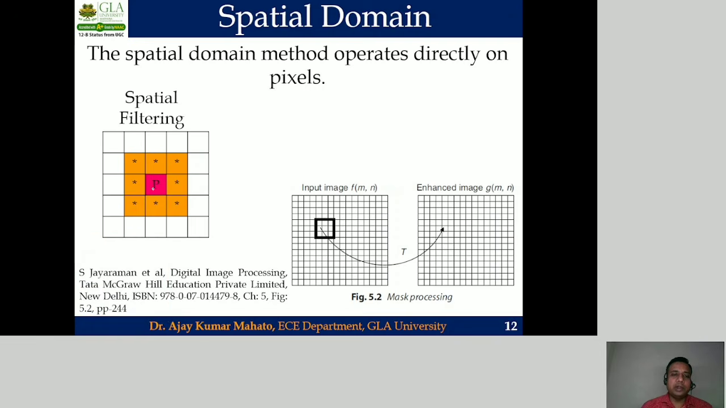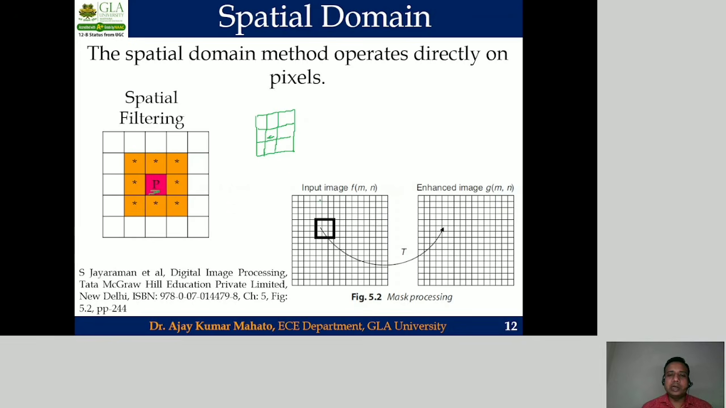Next one is spatial filtering. In spatial filtering we have to consider the pixel P as well as its 8 neighborhood pixels. And in spatial filtering we have to use a mask in order to perform the operation. The center of this mask we will place at the pixel P, and we perform the spatial filtering operation, and as a result we will obtain an enhanced image output.